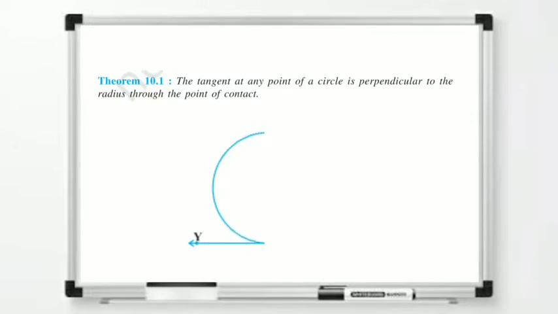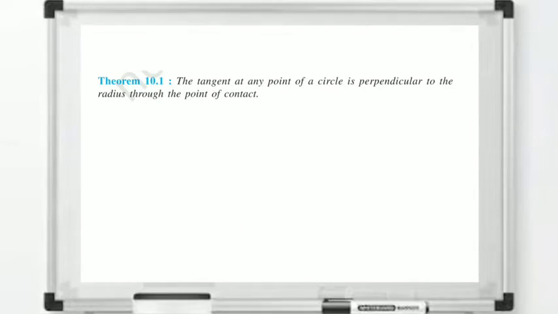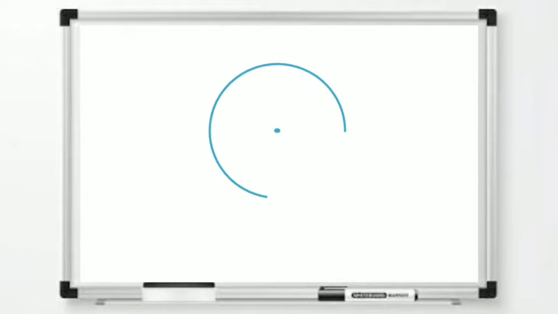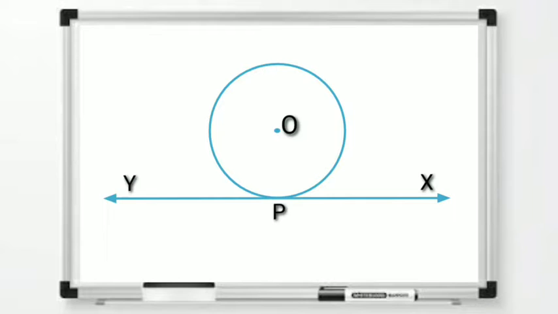Theorem 10.1 says that the tangent at any point of the circle is perpendicular to the radius through the point of contact. As you can see in the figure, OP is perpendicular to the tangent YX. But why? Let's draw a tangent to a circle.